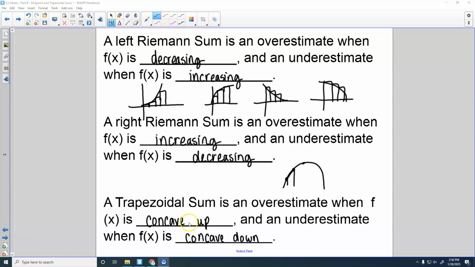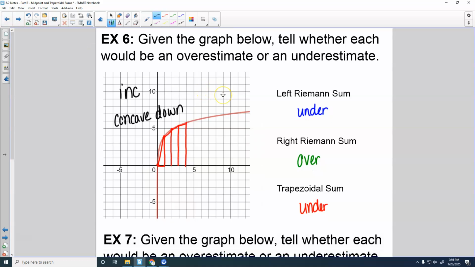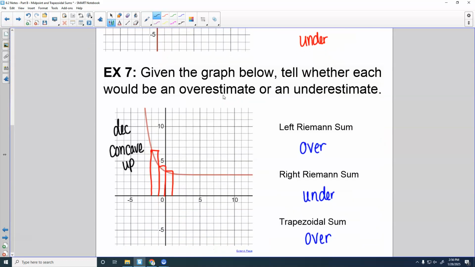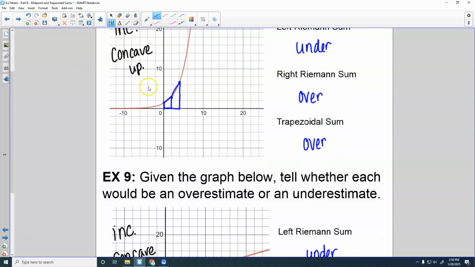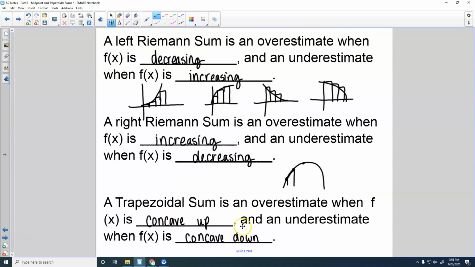I forgot to cut the recorder back on, Lucas, so here are the answers at least. There's 6 and 7 and 8 and 9 and our conclusions here.